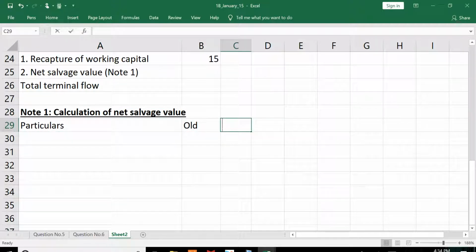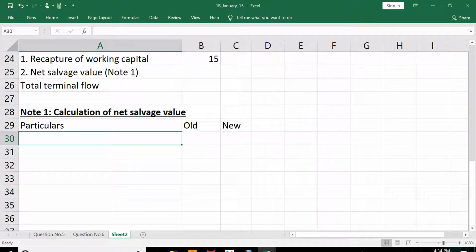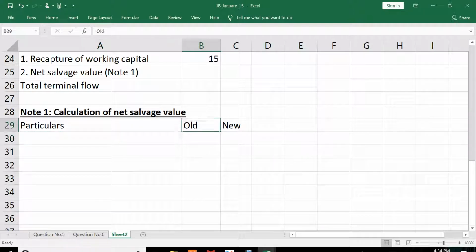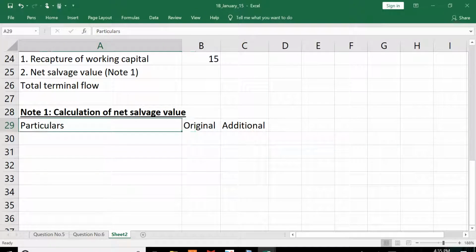Particulars, old, new. Or you can use original and additional, let's keep it as that. We bought an original machinery and then we bought an additional machinery.